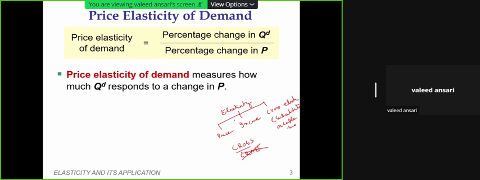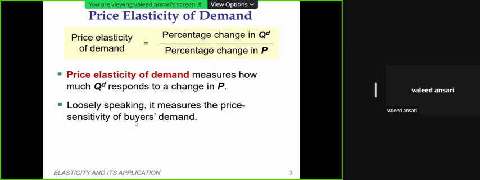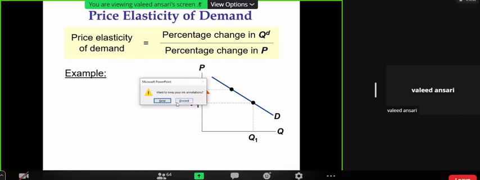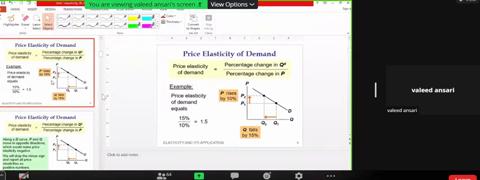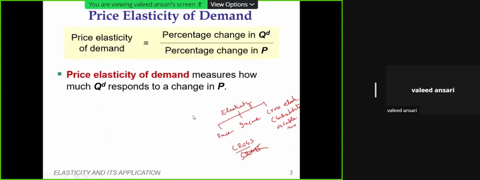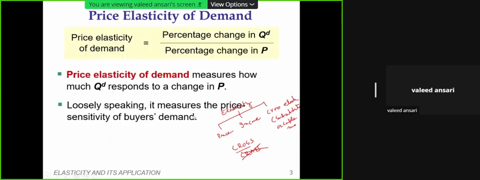So the formula for the price elasticity is percentage change in quantity demanded divided by percentage change in price. Now, percentage change in quantity demanded. I'm sorry, let me go back to the earlier slide. So price elasticity of demand is simply that percentage change.